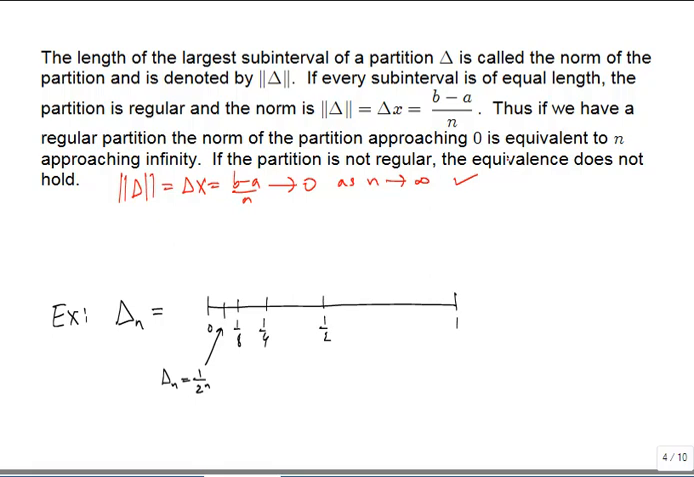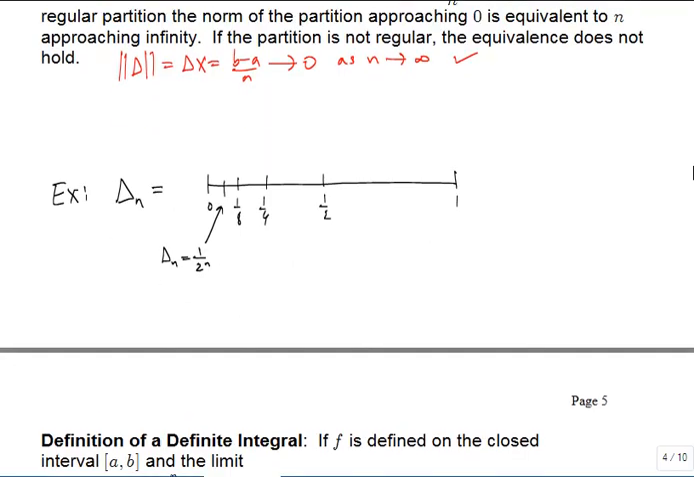On the other hand, if you don't have a regular partition, then the norm going to 0 is not necessarily guaranteed. So here's an example. Suppose that we create a partition, I'll call it delta sub n, where each subinterval is determined by doing 1 over 2 to the n. So if we start with the interval 0 to 1, then we would have these endpoints being 1/2, 1/4, 1/8, 1/16, 1/32, and so forth. So your partition is going to look something kind of like this.